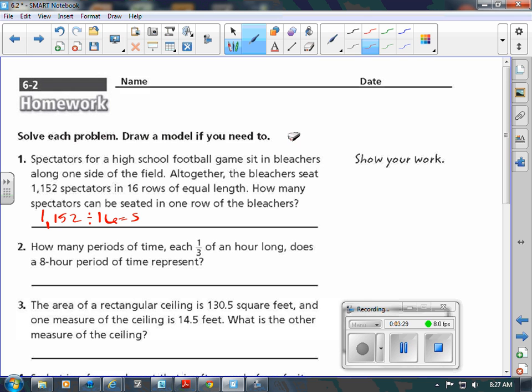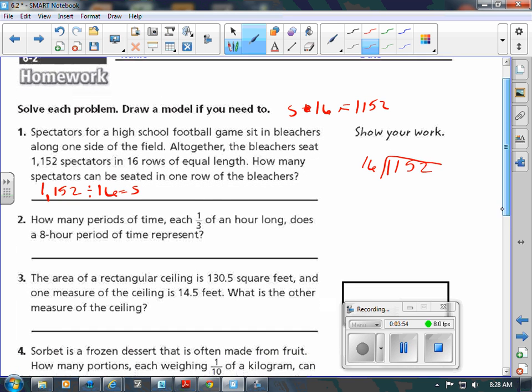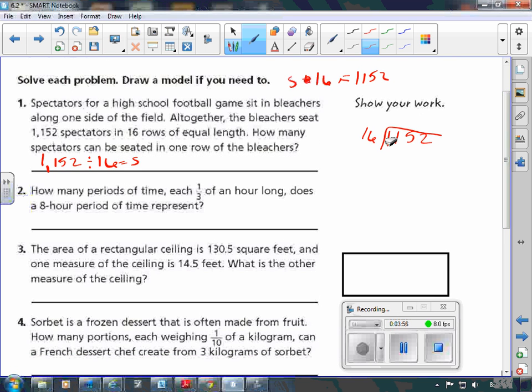Your situation equation in this one would have been S times 16 equals 1,152. Okay, so now when you go to solve it, you're going to actually do a division equation out here on the side, and you're going to need to show your work. I'll give you time here in a little bit to pause it because I'm going to do this other one, and then I'll have you pause and actually come back up and finish this equation and check your answer.